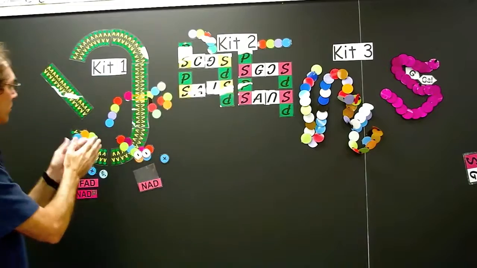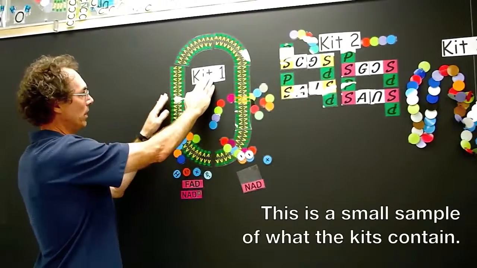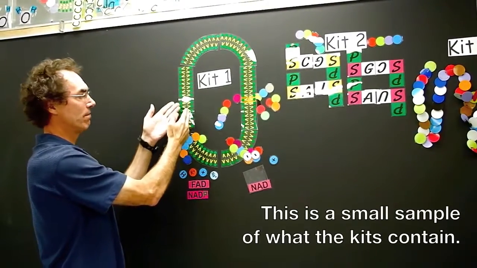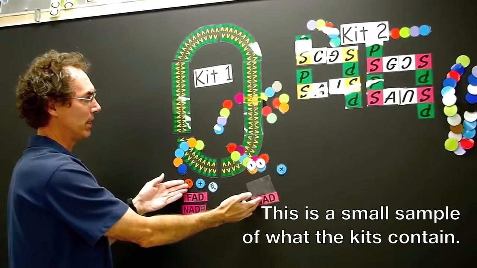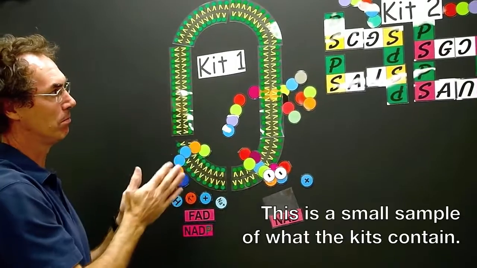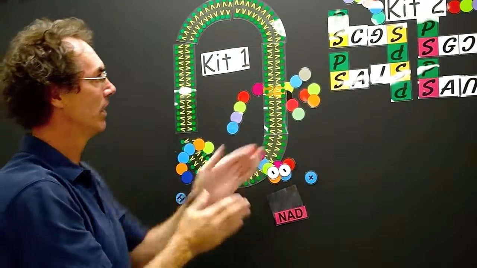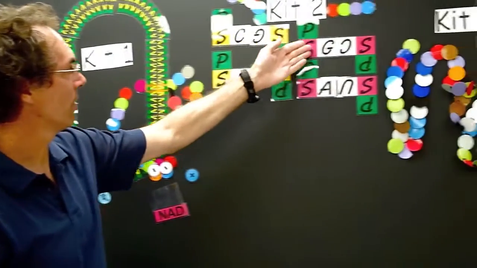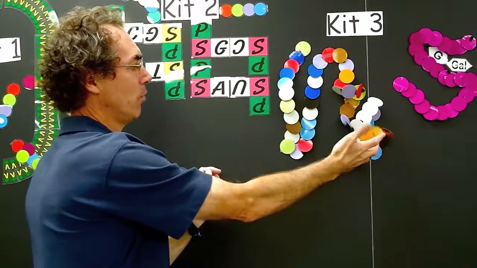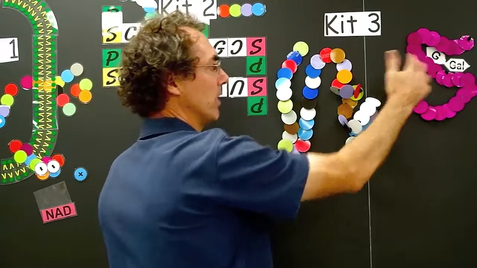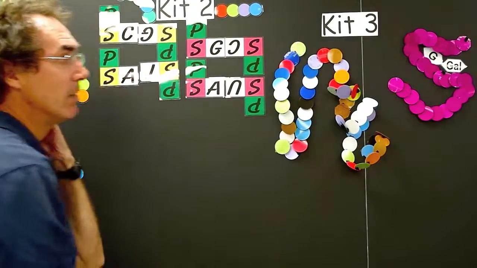So one of the things I'd just like to show you is kit 1 is a phospholipid bilayer protein ion coenzyme kit. Teaches maybe 8 or 9 different lessons. Kit 2 is a DNA RNA protein kit, and kit 3 is a protein folding enzyme regulation kit.